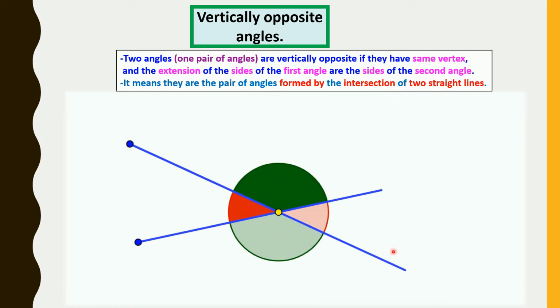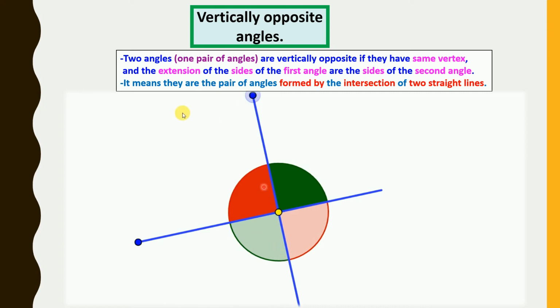Here, the two intersecting blue lines form two pairs of angles, two acute angles and two obtuse angles. And in this special case, when they are perpendicular, they form four right angles. These two pairs of angles, the acute ones and the obtuse ones, are vertically opposite. If you notice, the pair of acute angles, the red angles, are equal, and same for the green angles.